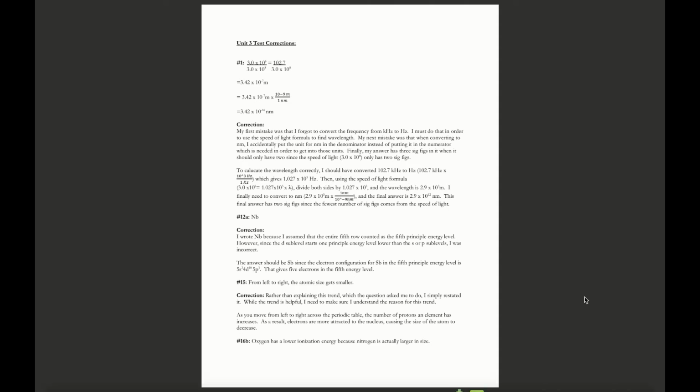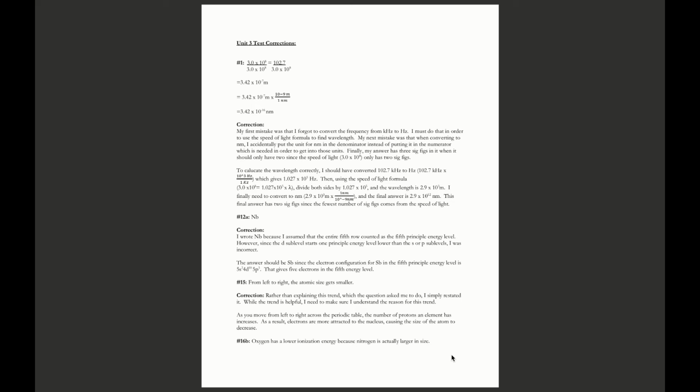By telling you that fluorine is smaller than oxygen, I told you that pattern. So the correction would be, rather than explaining this trend, which the question asked me to do, I simply restated it. While the trend is helpful, I need to make sure I understand the reason for this trend. So that's me explaining what I did wrong, okay? Then I explain the trend.